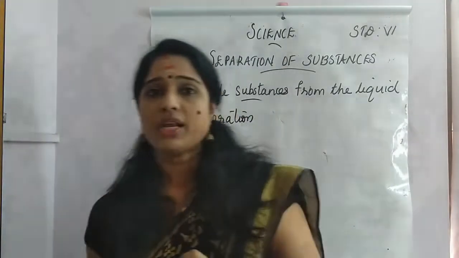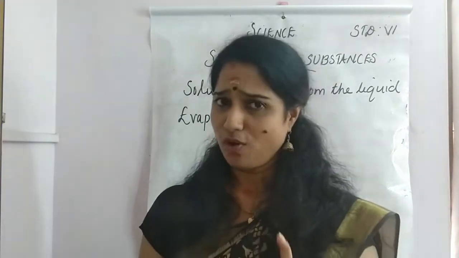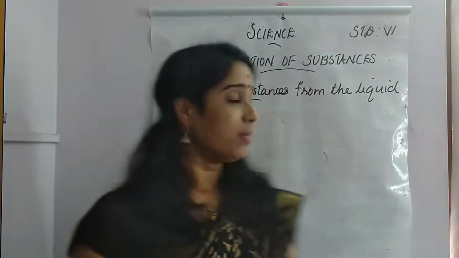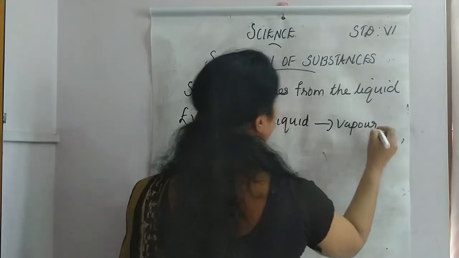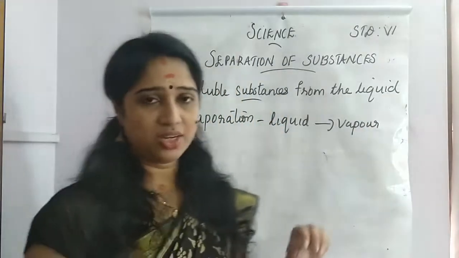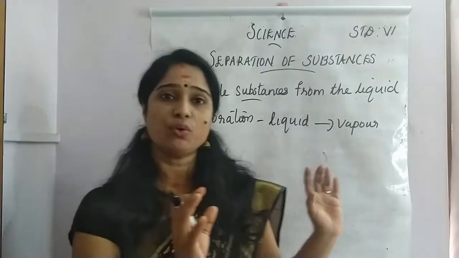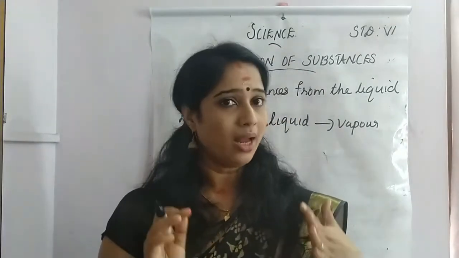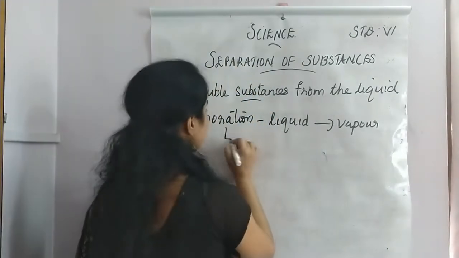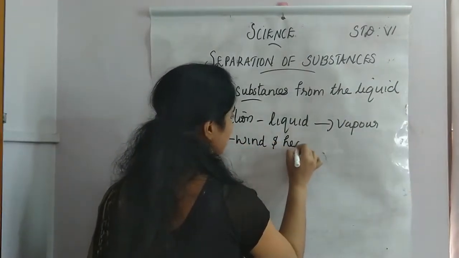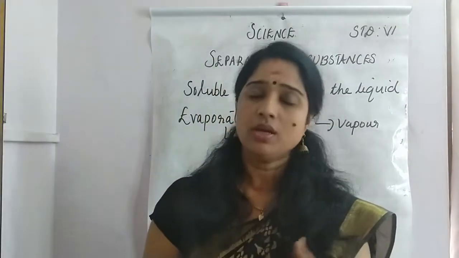Who can tell me what is meant by evaporation? The changing of liquid into which form? Gaseous form or vapor form. Liquid into vapor form, and this process is known as evaporation. After washing the cloth, we usually hang it out drying under the sun. Hope you all have seen it. Wind as well as heat both help in evaporation. What all things help in evaporation? Wind and heat, the heat from the sun and the wind. That you all already know.